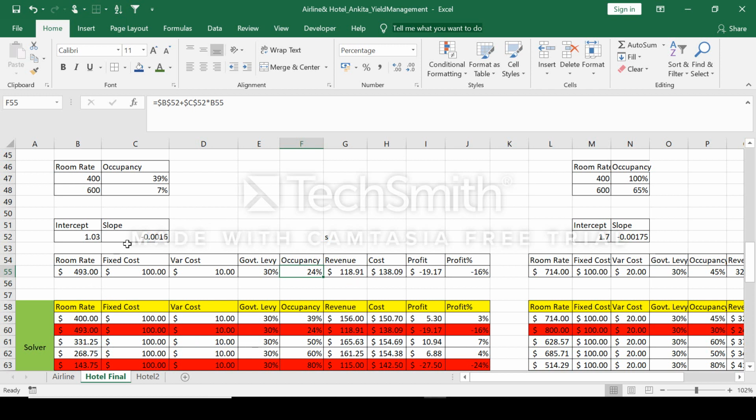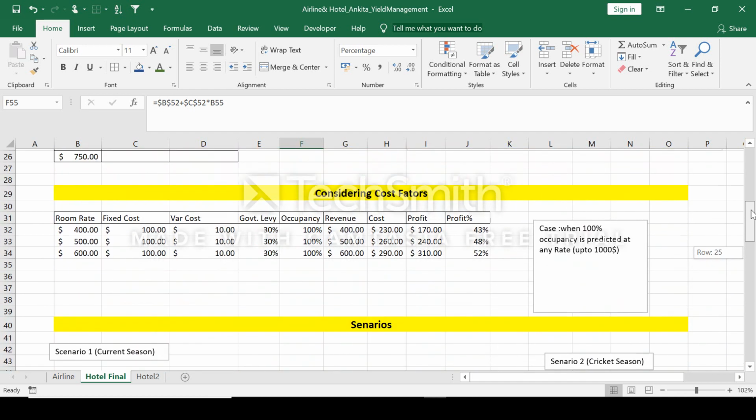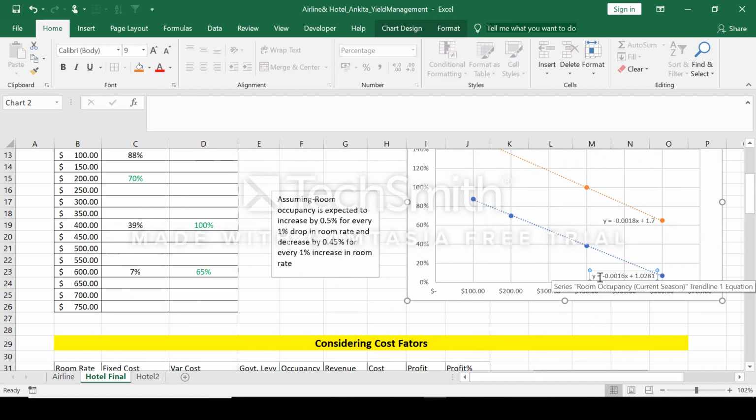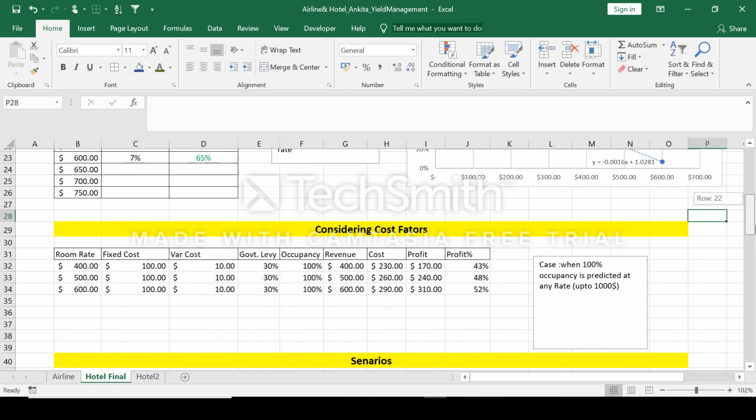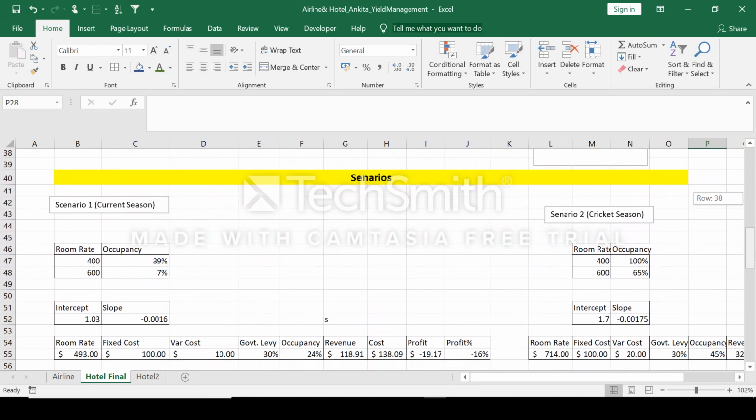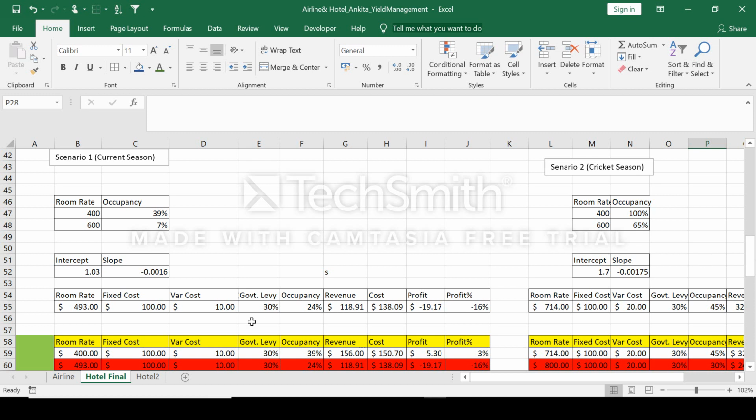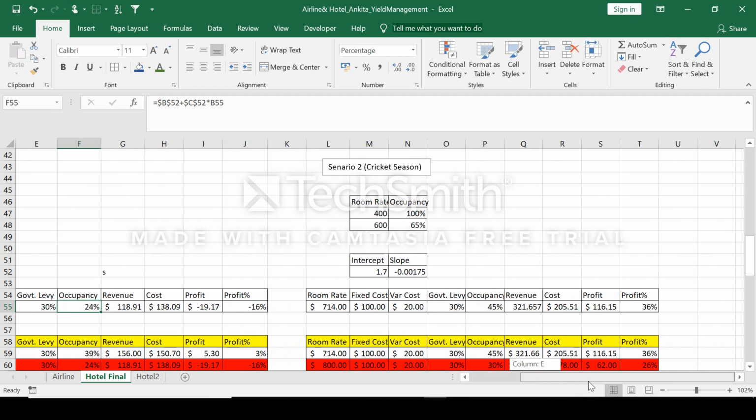This equation is nothing but the one which we got over here for the current situation. This is the line equation, and for the cricket season, this is the line equation. We took the slope and intercept from there and put the values here, and that's how we got the occupancy. So for a room rate of 493, we got an occupancy of 24%, and for a room rate of 714, we got an occupancy of 45%.